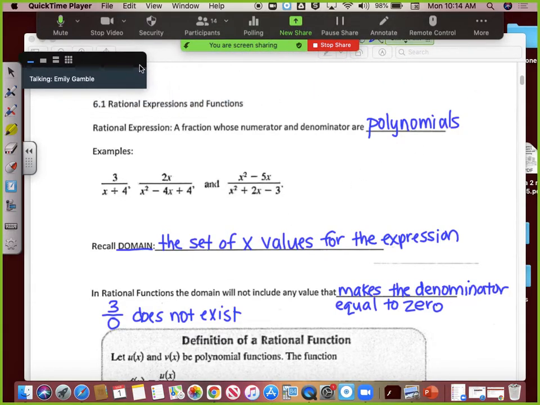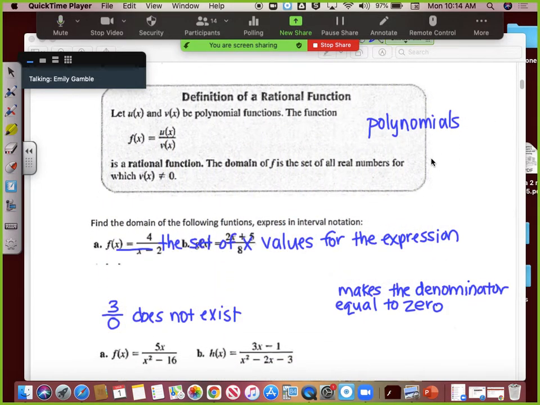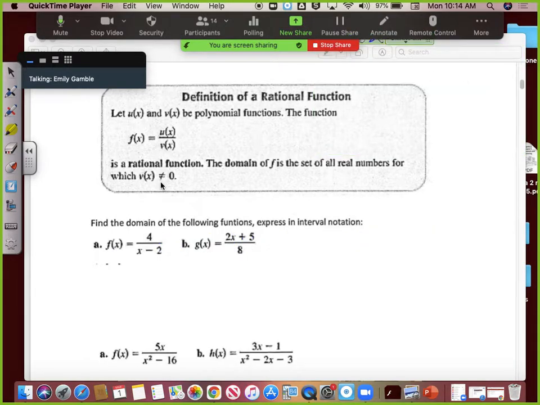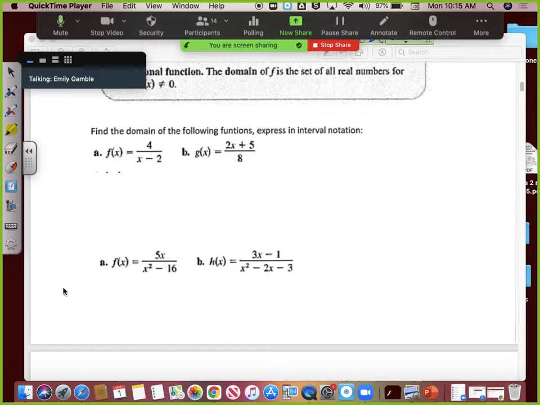So here's the formal definition of a rational function. They give you two different polynomial functions, which they call u of x and v of x. The function f of x is when you divide one of them by the other one. So that's the formal math definition of a rational function. It's when you have one polynomial divided by another polynomial. And the domain of these types of rational functions will work for every number unless the denominator is equal to 0.